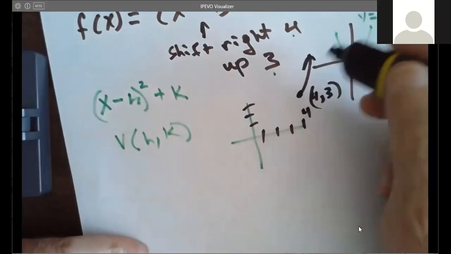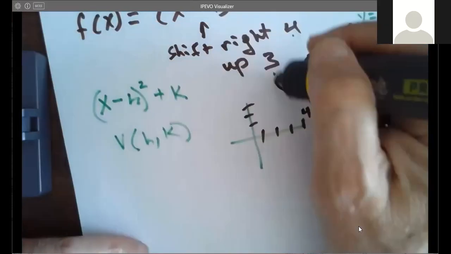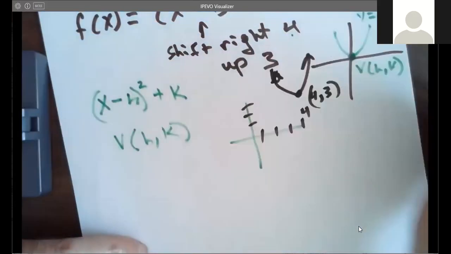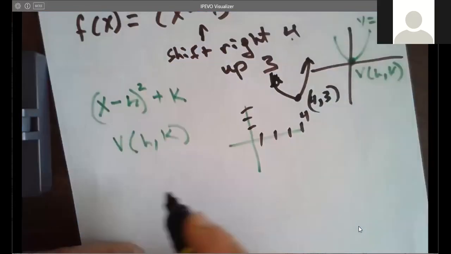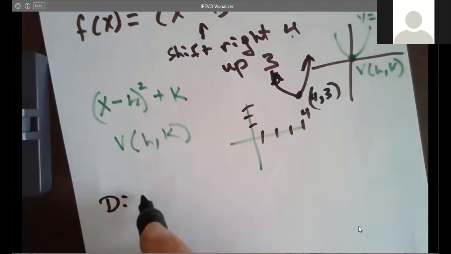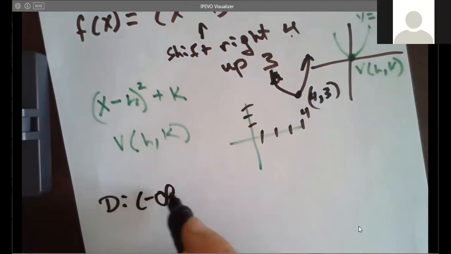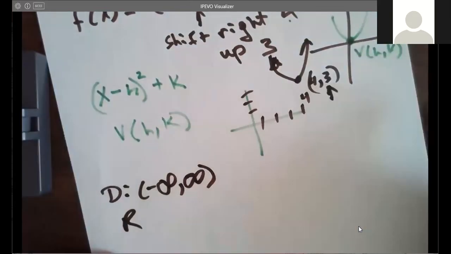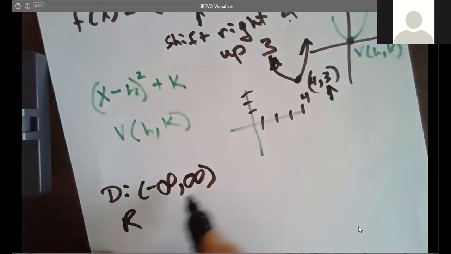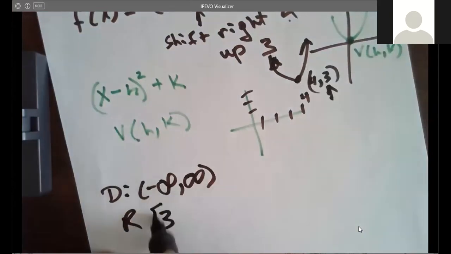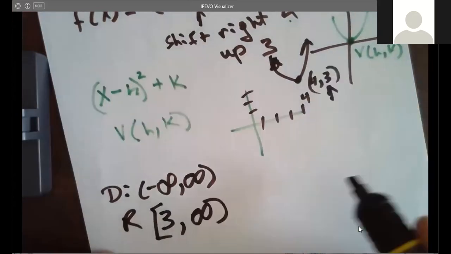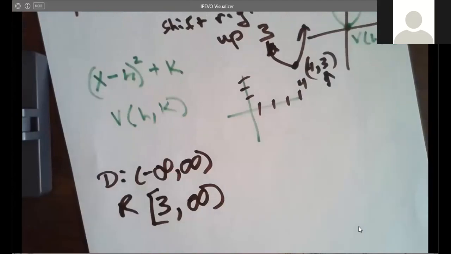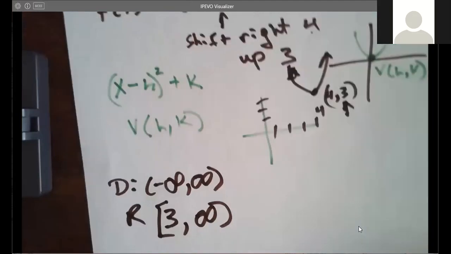And because it's positive, it opens up like that. And so the domain is always negative infinity to infinity. The range is always the y part of the vertex, or k. So that's going to be 3, and that's always closed. Because it opens up, it's going to go to infinity like that. Okay, any questions with that?